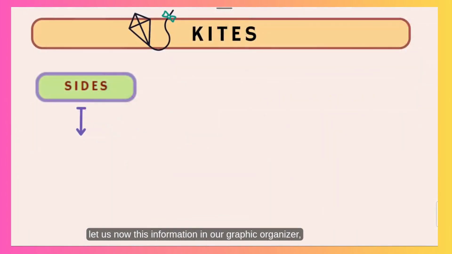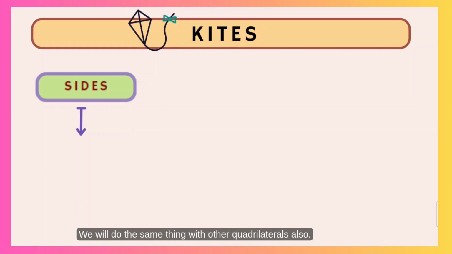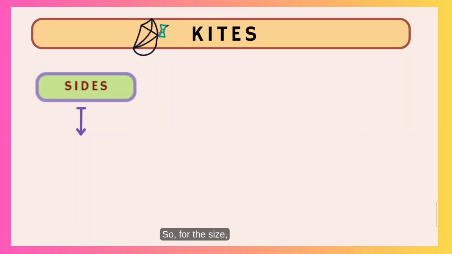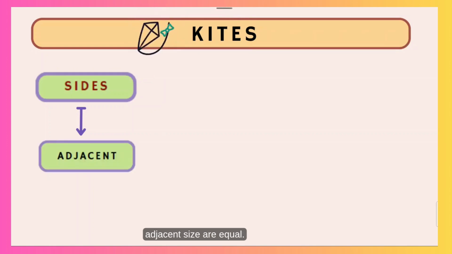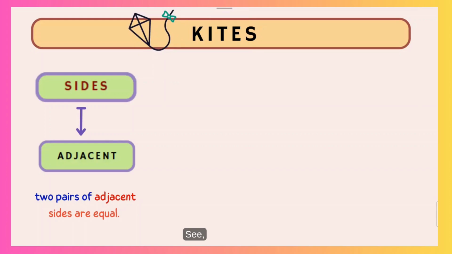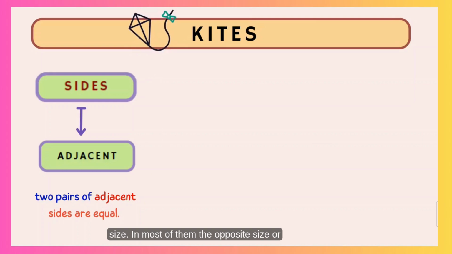So let us put this information in our graphic organizer, which we will complete by the end of the module. We will do the same thing with other quadrilaterals also. So for the sides, apart from that they are non-parallel, adjacent sides are equal. See, a quadrilateral will either have adjacent sides or opposite sides equal. In most of them, the opposite sides are equal. In some of them, all are equal. But this is one special quadrilateral where the adjacent sides are equal.